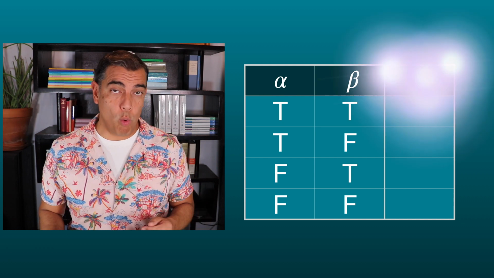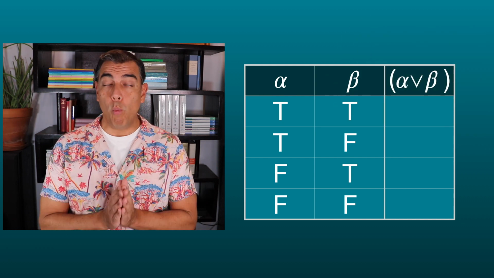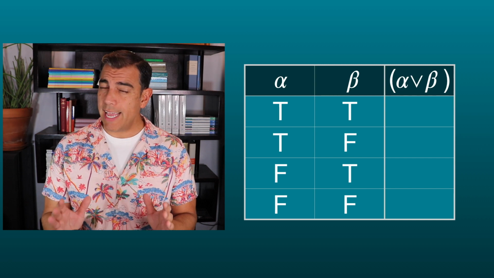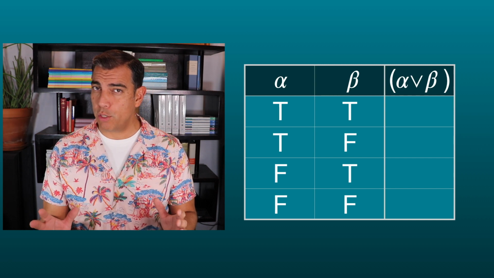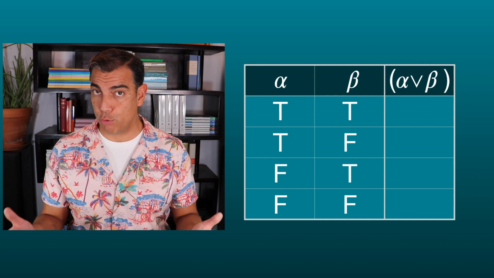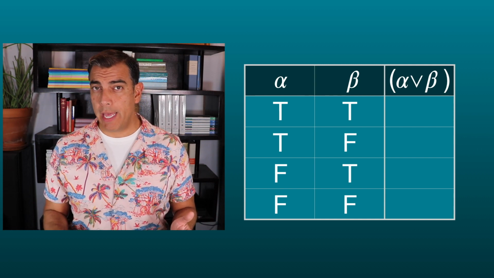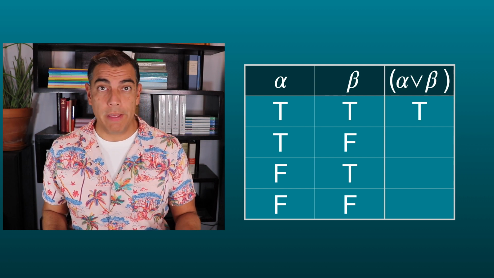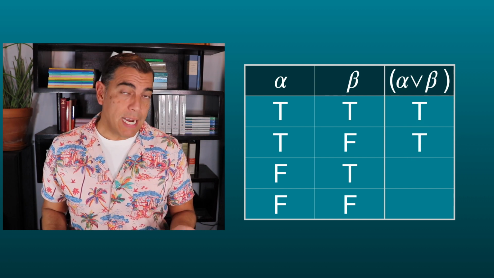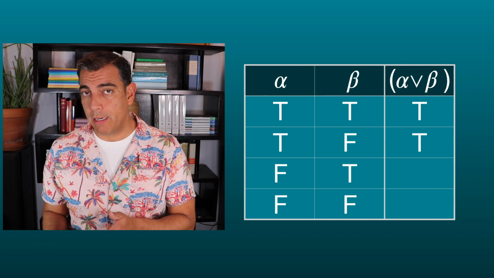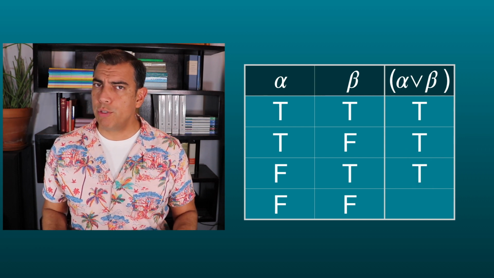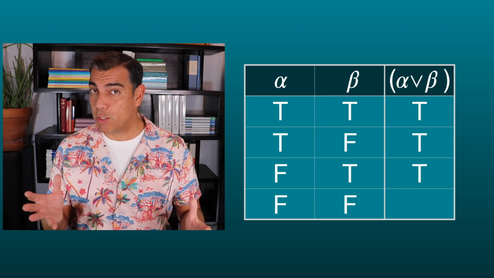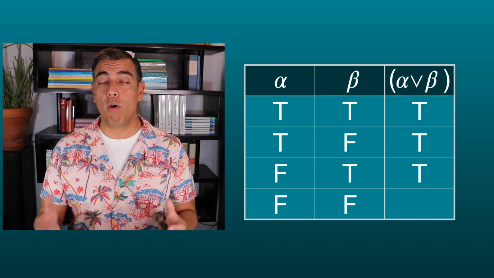So let's consider the OR, alpha or beta. What does that OR mean? Well, we said that that OR means that at least one of these two, possibly both of them, are true. So if both of them are true, then alpha or beta is also true. If alpha is true by itself, then alpha or beta is true. If beta is true by itself, then alpha or beta is true. But if neither of them are true, then it's not the case that you have at least one of them, possibly both. So alpha or beta is false.